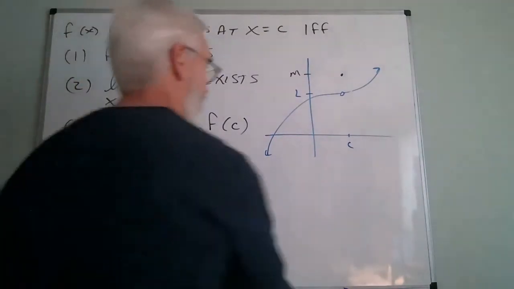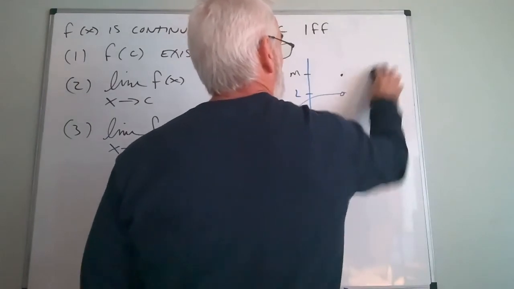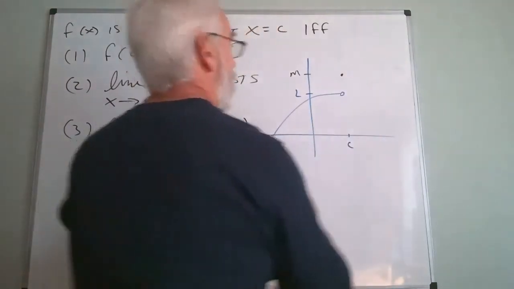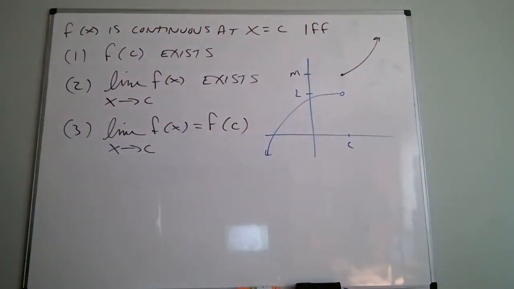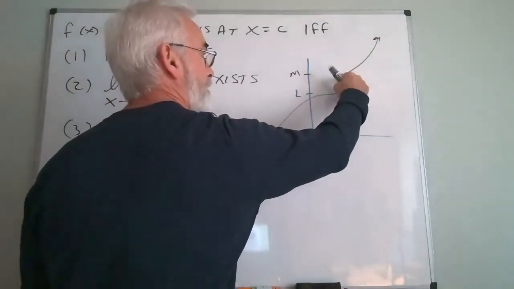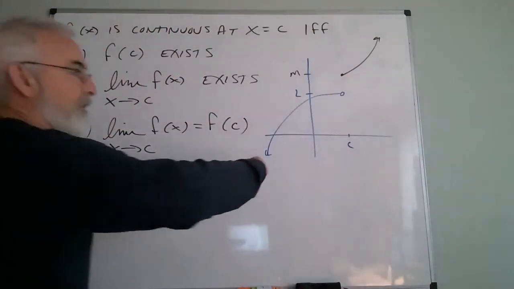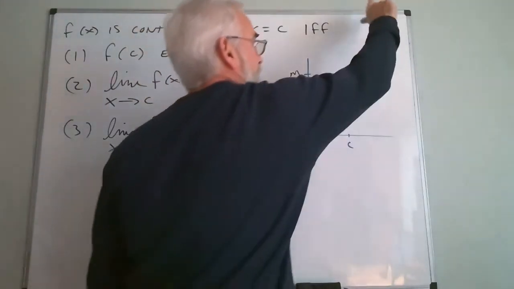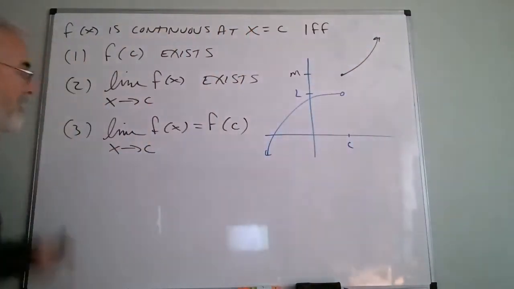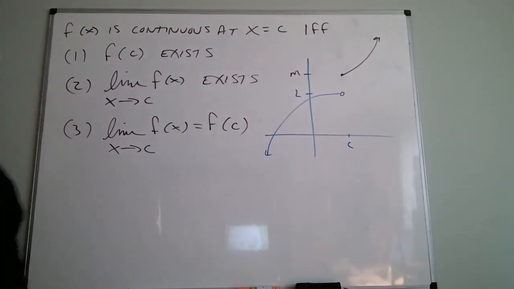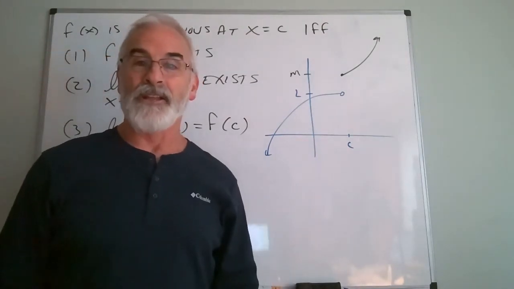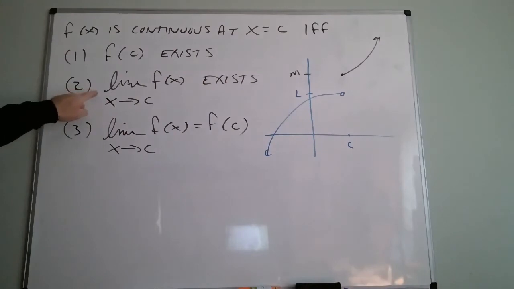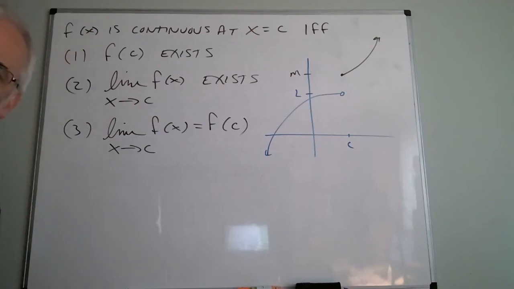Now, let me show you the fourth. There's only 4 possibilities. f of c exists, but the limit from the left is L. The limit from the right is M. So the limit does not exist. There's a clear break in my graph. So the way the second one would fail typically is something like this, like a break. The way the first one fails is usually a removable discontinuity.